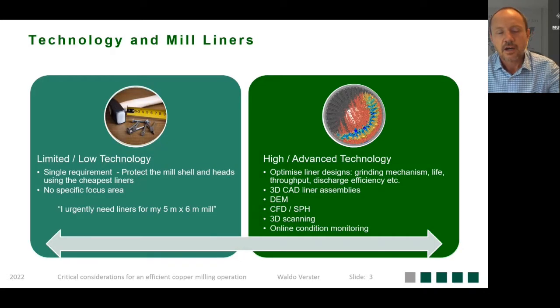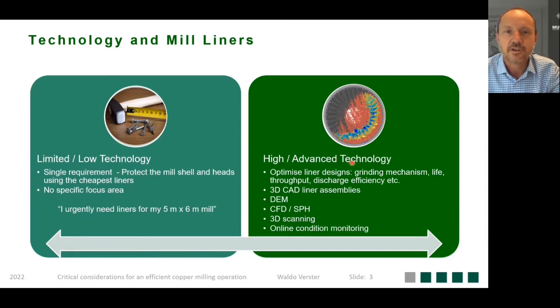I would like to introduce the two opposite ends of the spectrum when I talk about technology and mill liners. On the low technology side, we normally see that there's a single requirement from the customer, and that is only to protect the mill shell and the mill heads using the cheapest possible liners. There's normally no specific focus area from the customer side to further improve the liners, and I quote, "I urgently need a set of liners for my mill."